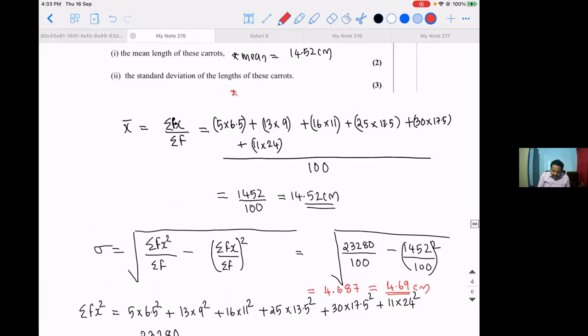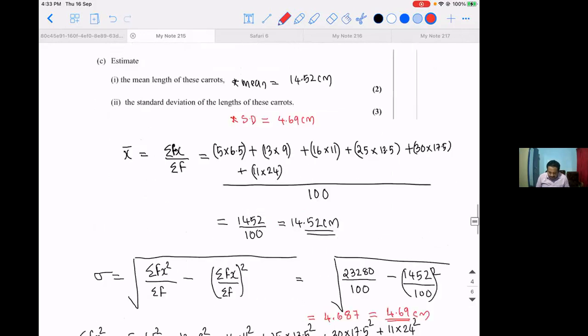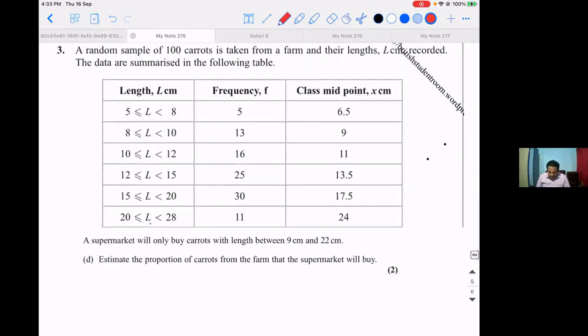So the standard deviation is equal to 4.69 centimeters. So that's all about its C part, 4.69 centimeters. Okay, now move to the D part.